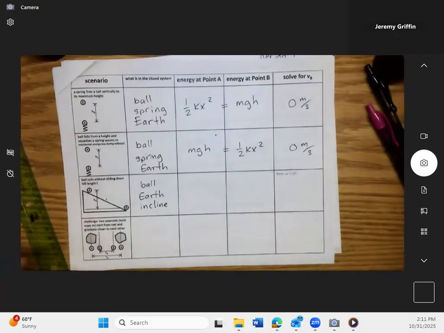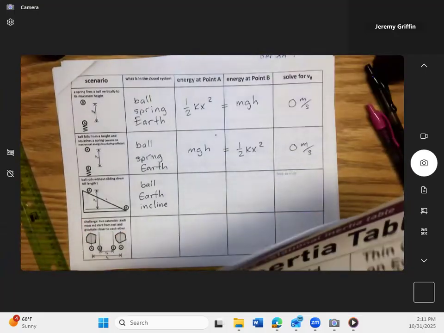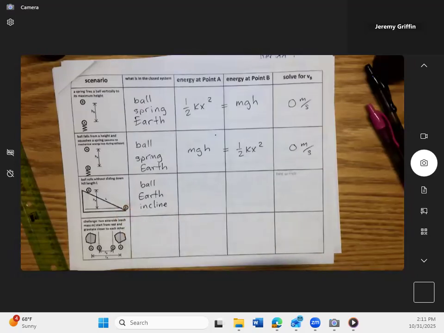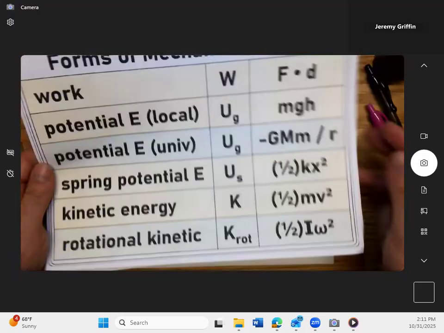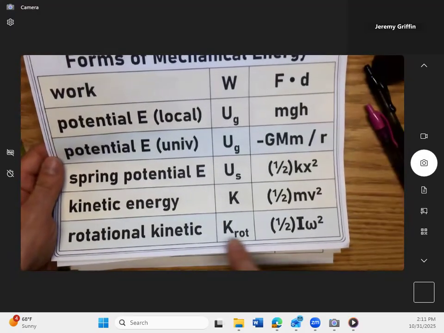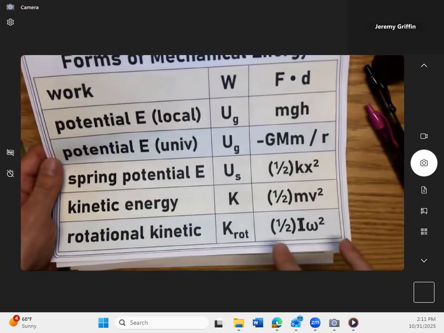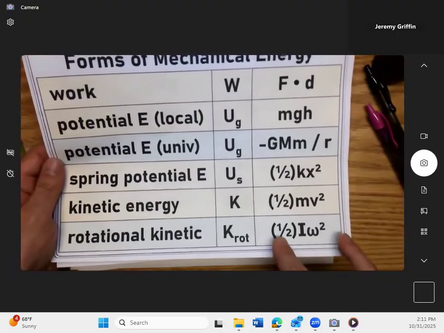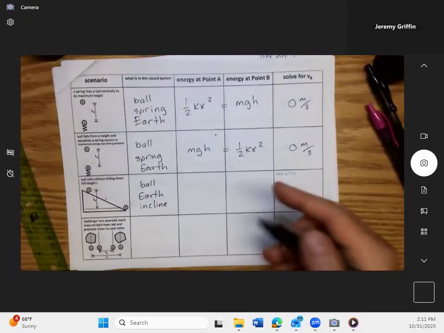So what's going to happen is this ball is going to roll down the incline. Now, guys, if we have a rolling ball, does that sound like we're going to have to bring in this one? So be ready for that, and I'll show you guys what's going on here.